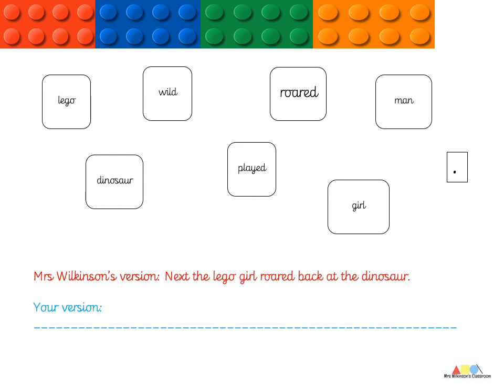Okay, the last slide, we've got Lego, dinosaur, wild, played, roared, girl and man. So my sentence that I've created is, next the Lego girl roared back at the dinosaur. See if you can add in more adjectives as well. I haven't used many in that one. It would be lovely if it was, next the young Lego girl roared loudly back at the crazy dinosaur. That would be a lovely sentence with those adjectives in.